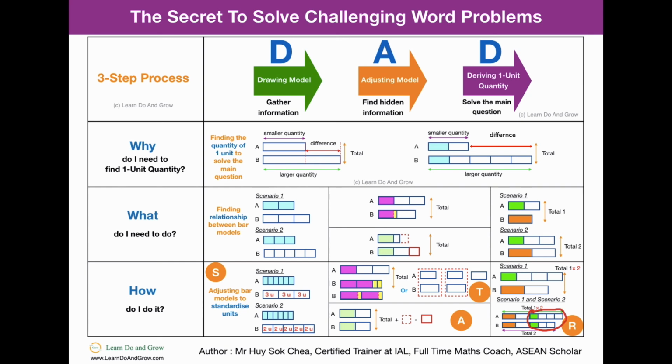So I have 1 unit, 2 units, 3 units, 4 units, and over here I have 1 unit, 2 units, 3 units, and each quantity per unit is the same. And from here, I'm very sure there is enough information given so that you can find one quantity per unit. From there, the question is solved.